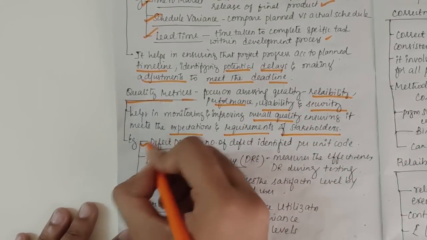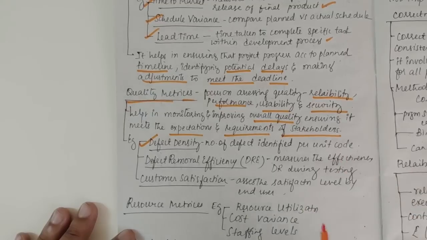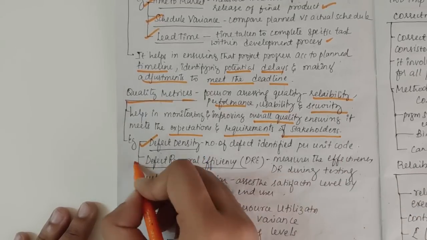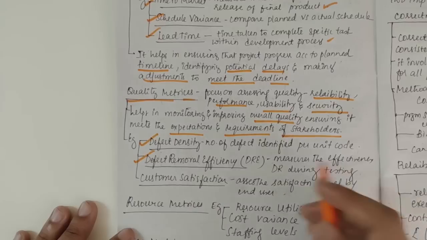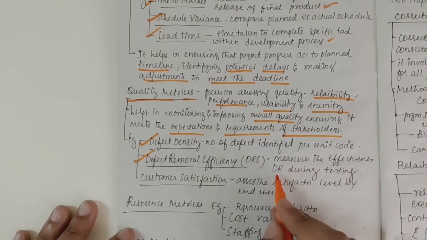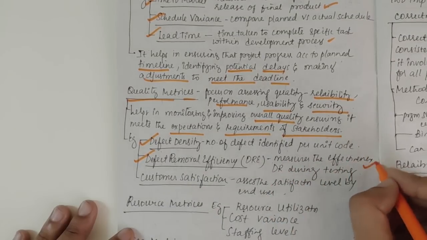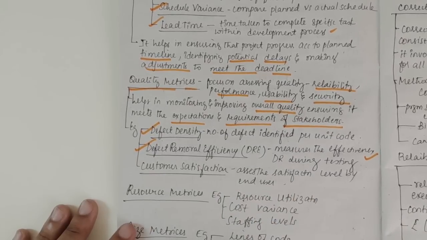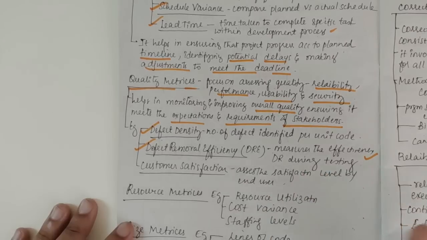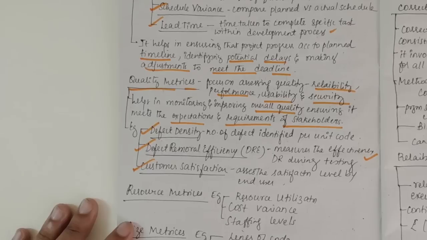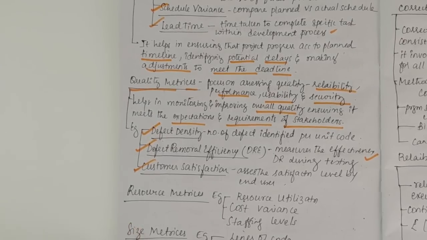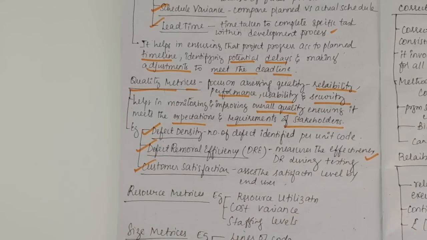Looking at the examples, we have defect density, that is the number of defects identified per unit of code. Then we have defect removal efficiency, that is the efficiency of defect removal during testing. How efficient are we at removing the errors or defects? It could be 10%, 15%, and so on. Then we have customer satisfaction. It provides a scale to measure the satisfaction level of the end customer. So this was about quality metrics.